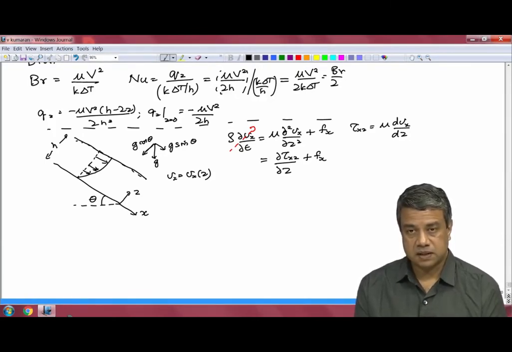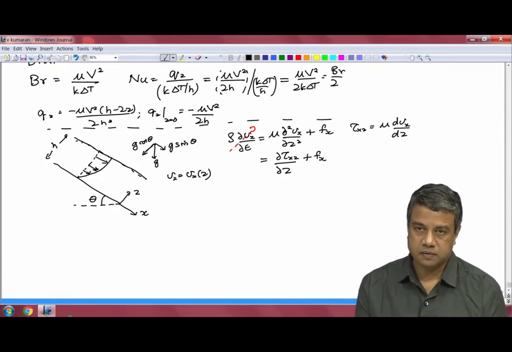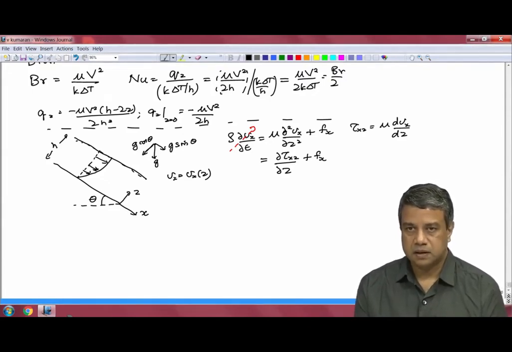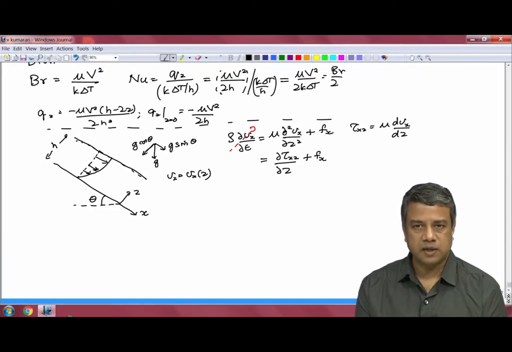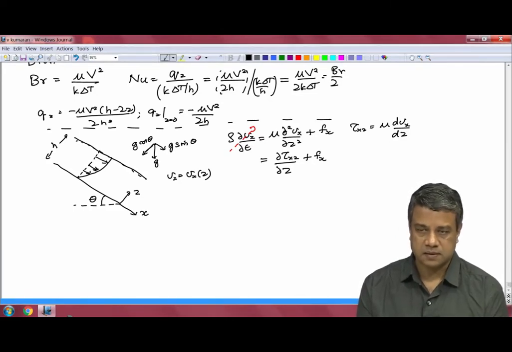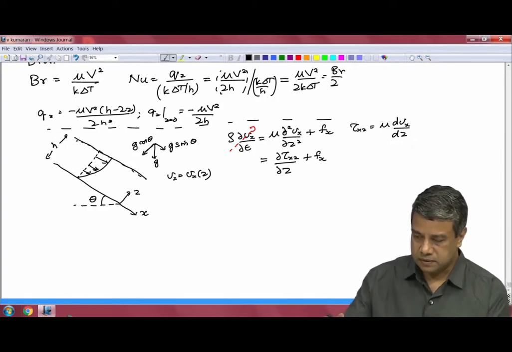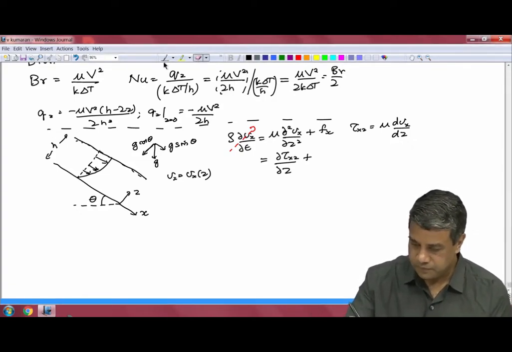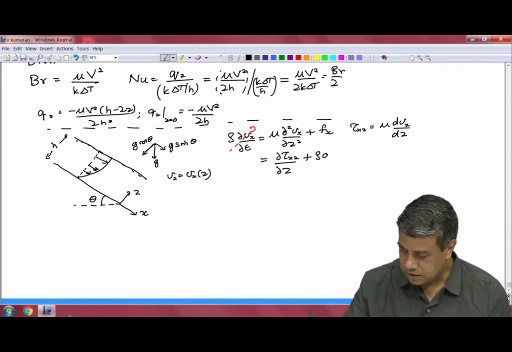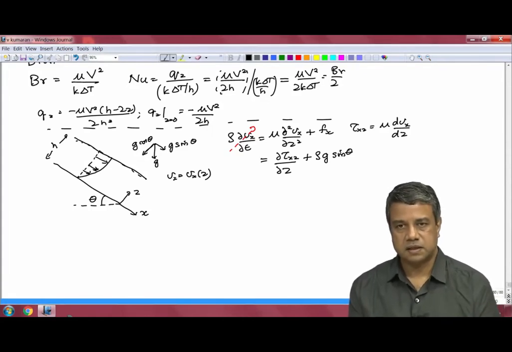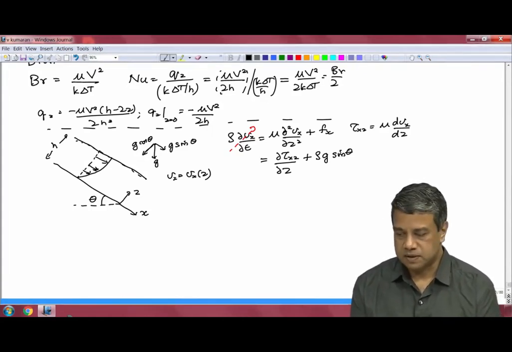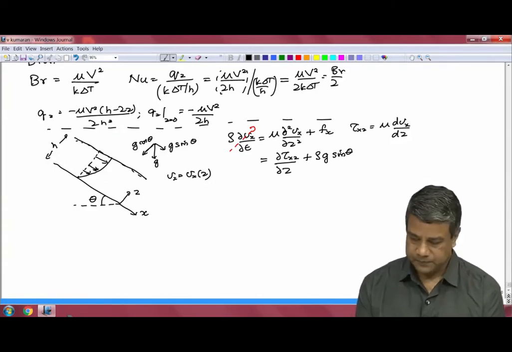Fx is the force density, force per unit volume. Force is mass times acceleration, and therefore force density is mass density times acceleration in the x direction, because we are writing a momentum conservation equation for the x direction. Therefore, this force is equal to rho g sin theta. g sin theta is the component of the acceleration in the x direction, and that times rho is the force density in the x direction.